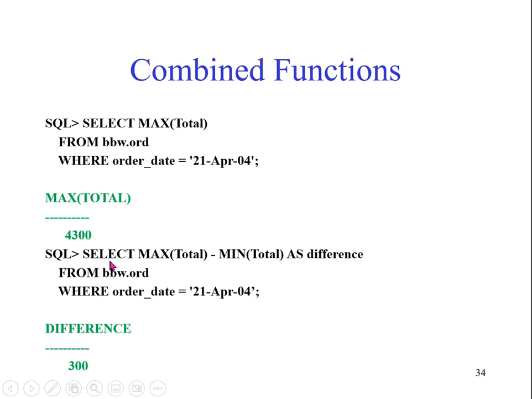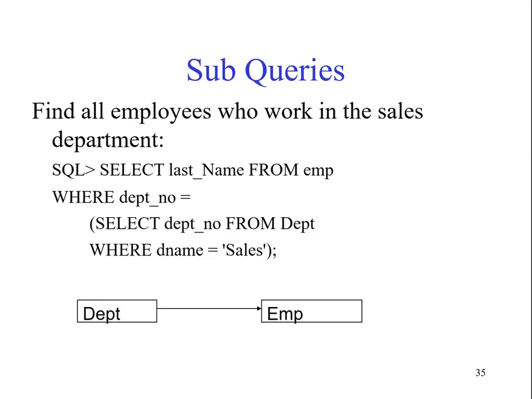So we have another example. We are selecting the maximum total minus the minimum total, and we call this temporary column difference. This total is coming from the order table that belongs to the bbw schema, and we are filtering the data with a condition on the order date being 21st April. So you can see just by adding a condition, we can filter the data and fine tune it to what exactly our stakeholder is asking from us.